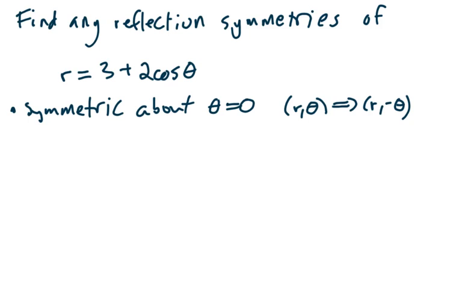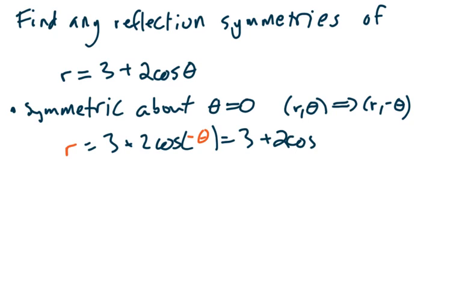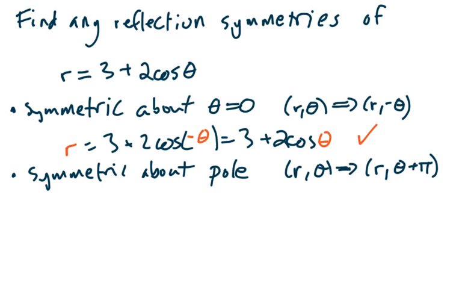That if we plug in r for r and negative theta for theta, is it still true? So we plug in r for r, and we're going to plug in negative theta for theta. Last time we did this, we were able to use the cosine even identity to say that cosine of negative theta is actually equal to cosine of regular theta, which is exactly the original equation now. So yeah, this one checks out. Hooray! So now let's check to see if it's symmetric about the pole.